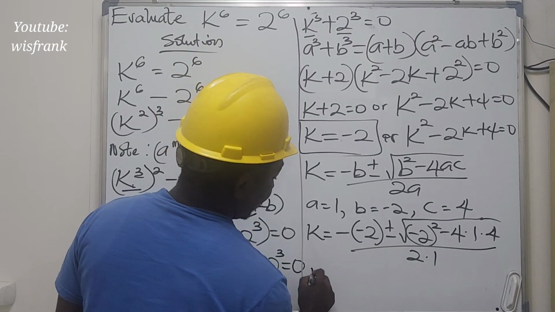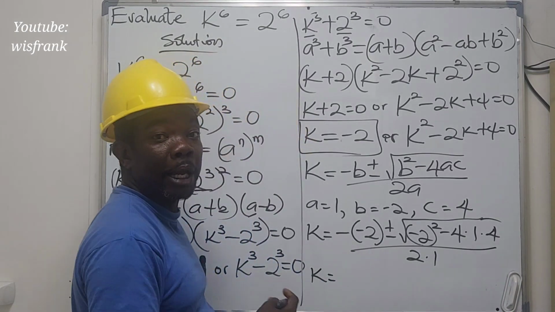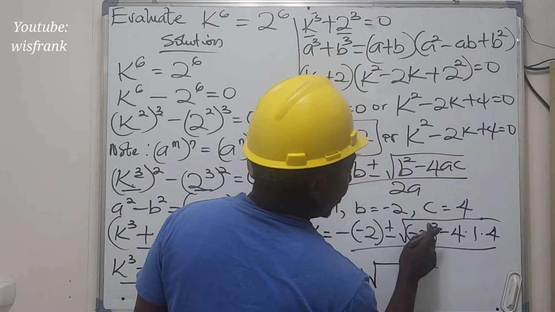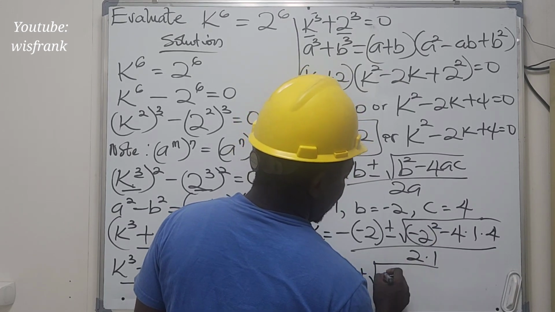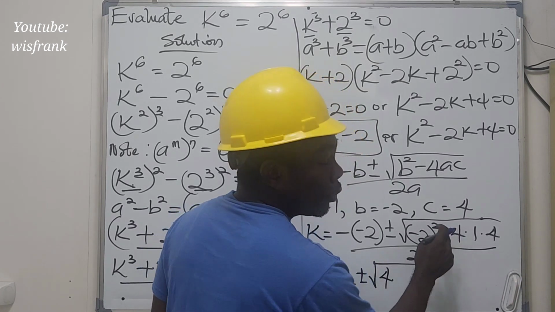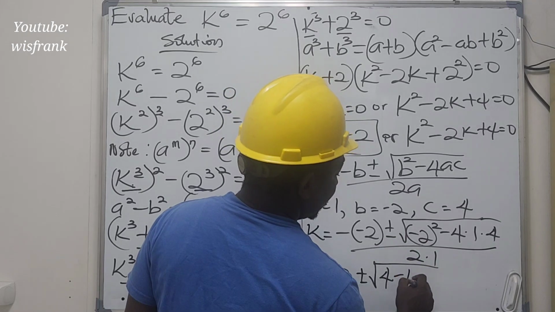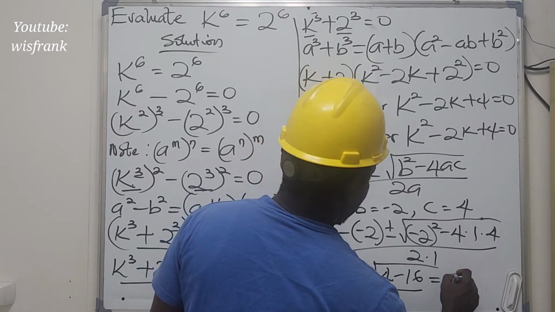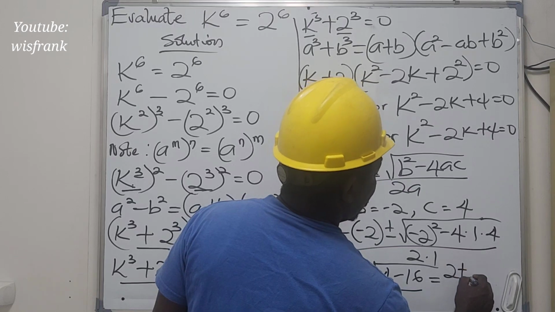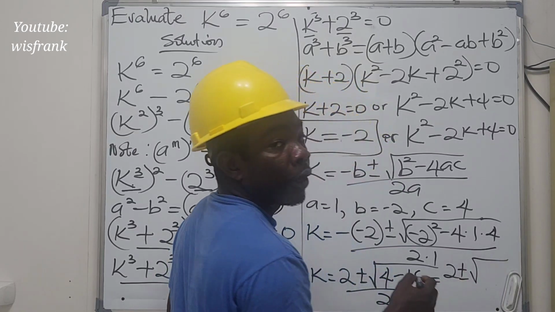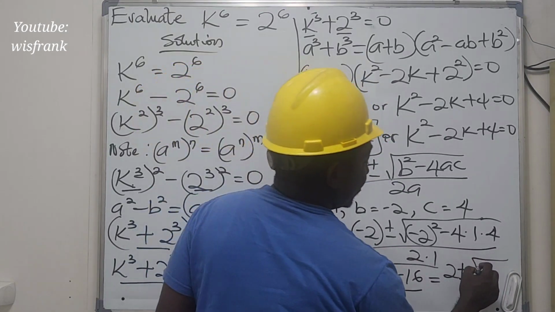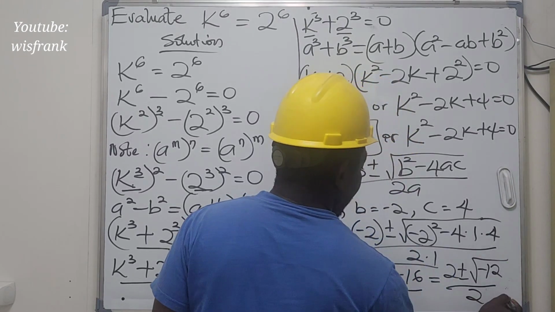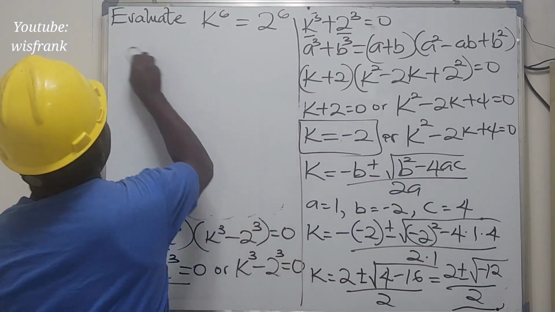So in this case, we have k equals minus times minus 2, which is 2, plus or minus square root of minus 2 to the power of 2, which is 4, minus 4 times 4, which is minus 16, all over 2. So from here we have our value of k as 2 plus or minus square root of 4 minus 16, which is minus 12, all over 2. So this is the value of k that we have. We need to clean this.